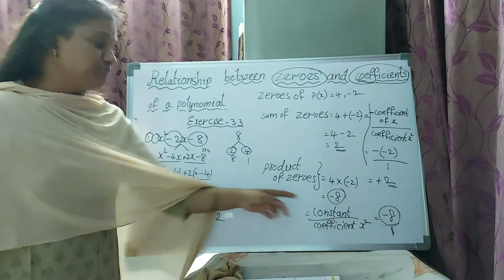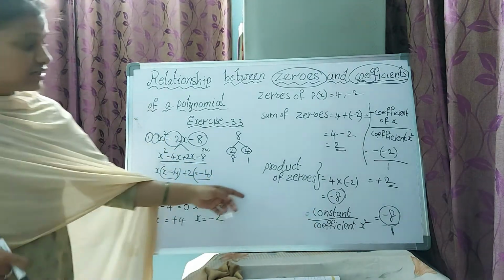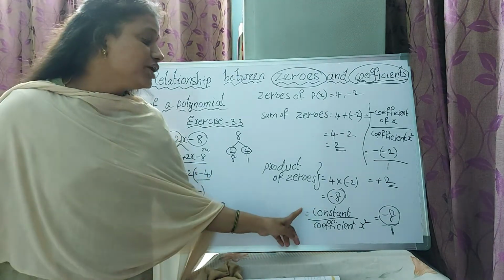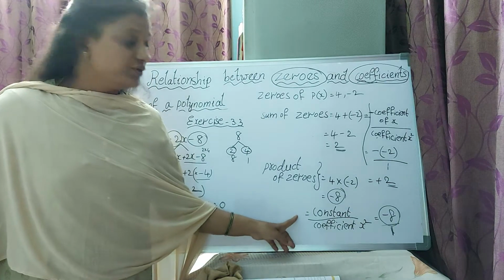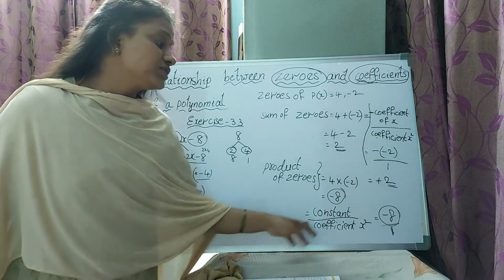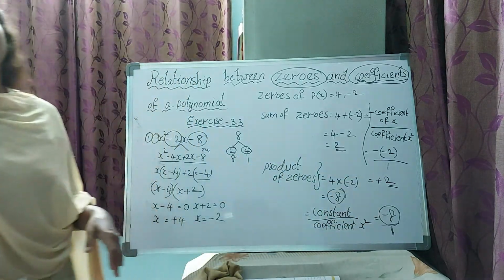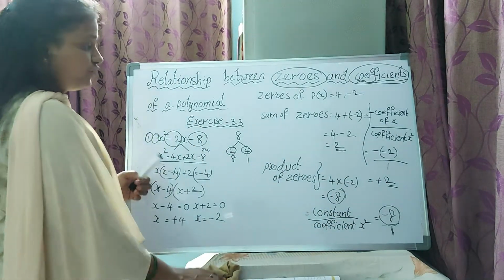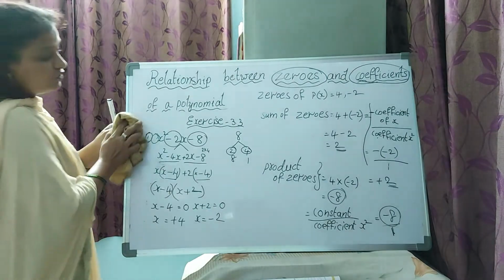Product of zeros is minus 8. And according to the coefficients, we are verifying by taking the coefficients, constant by coefficient of x square is also minus 8. Both are same. This is the first problem. First one, this one. Okay.